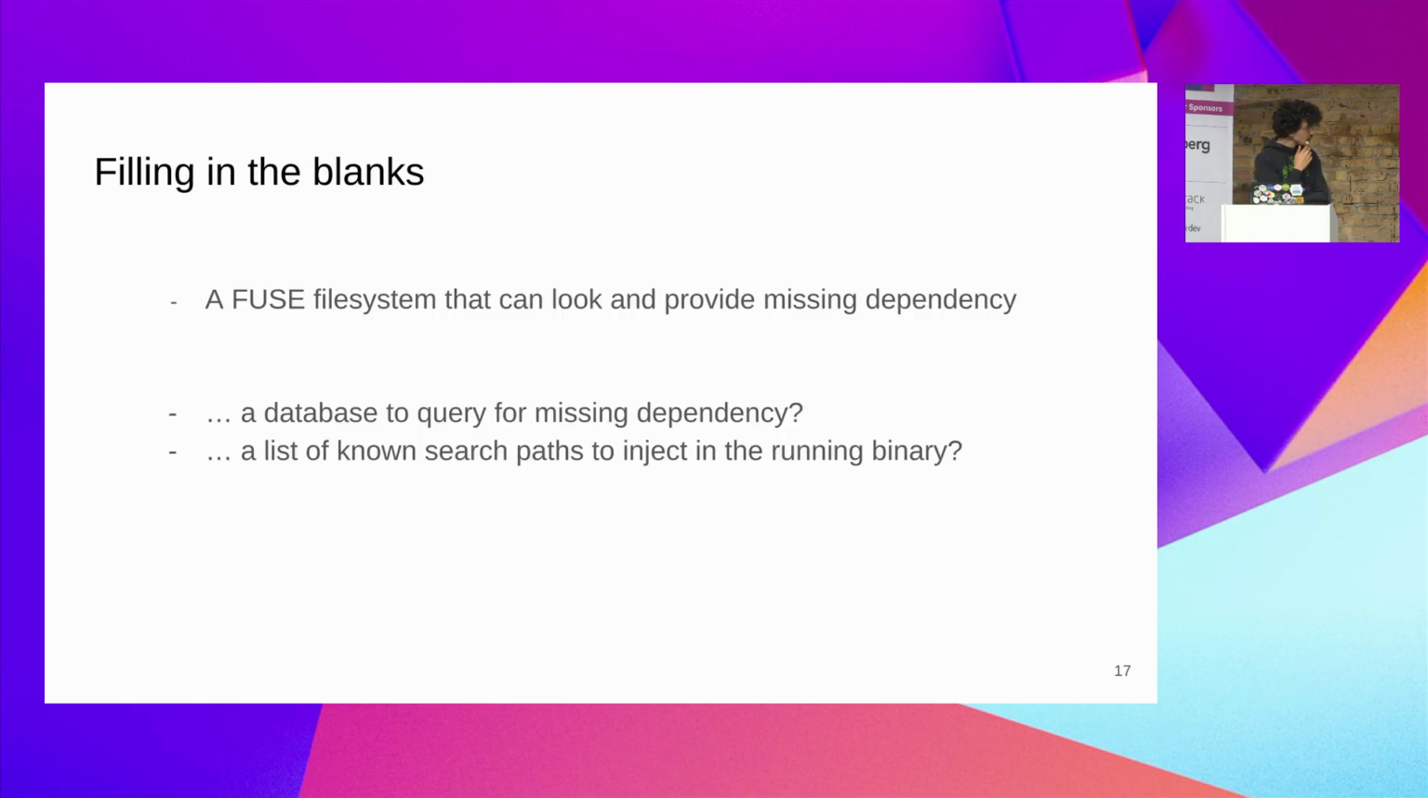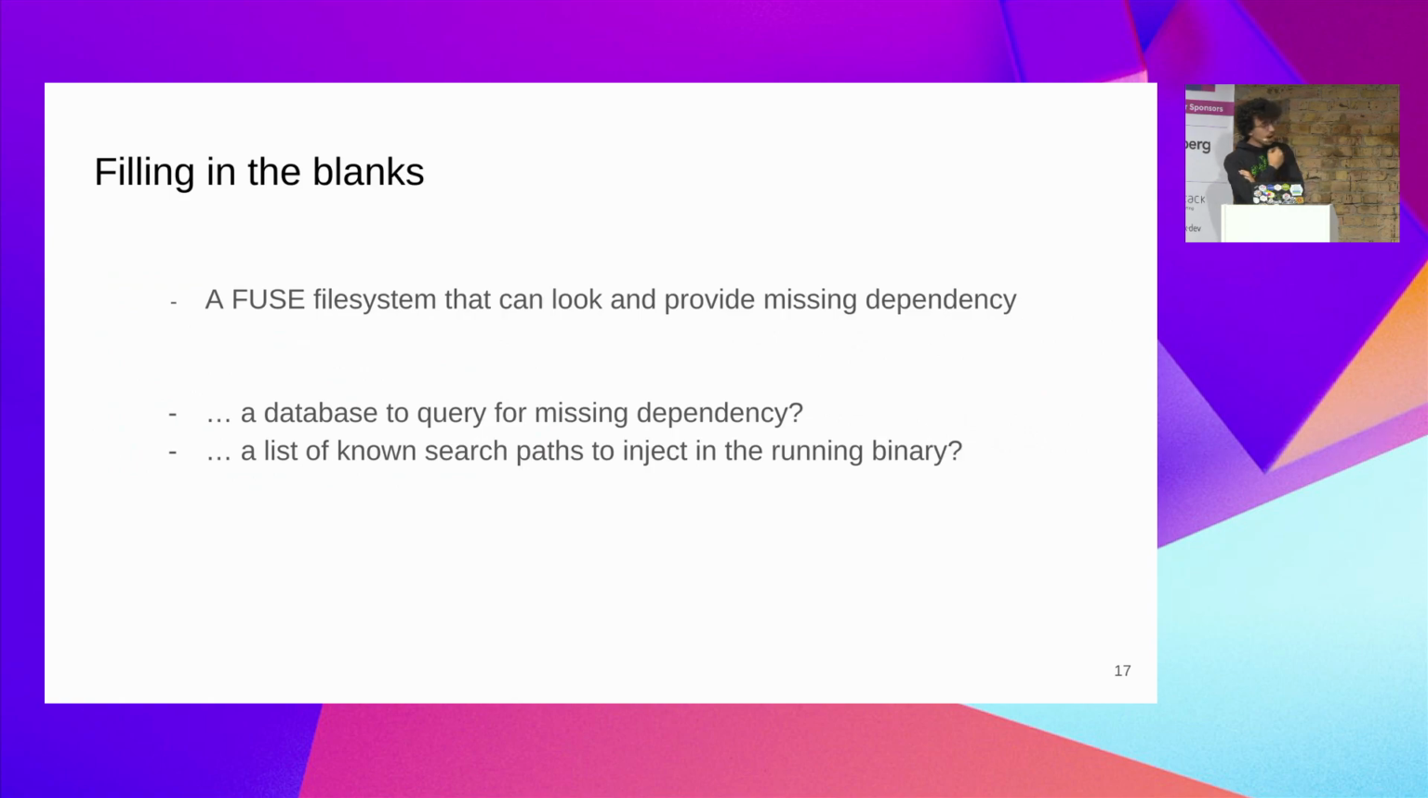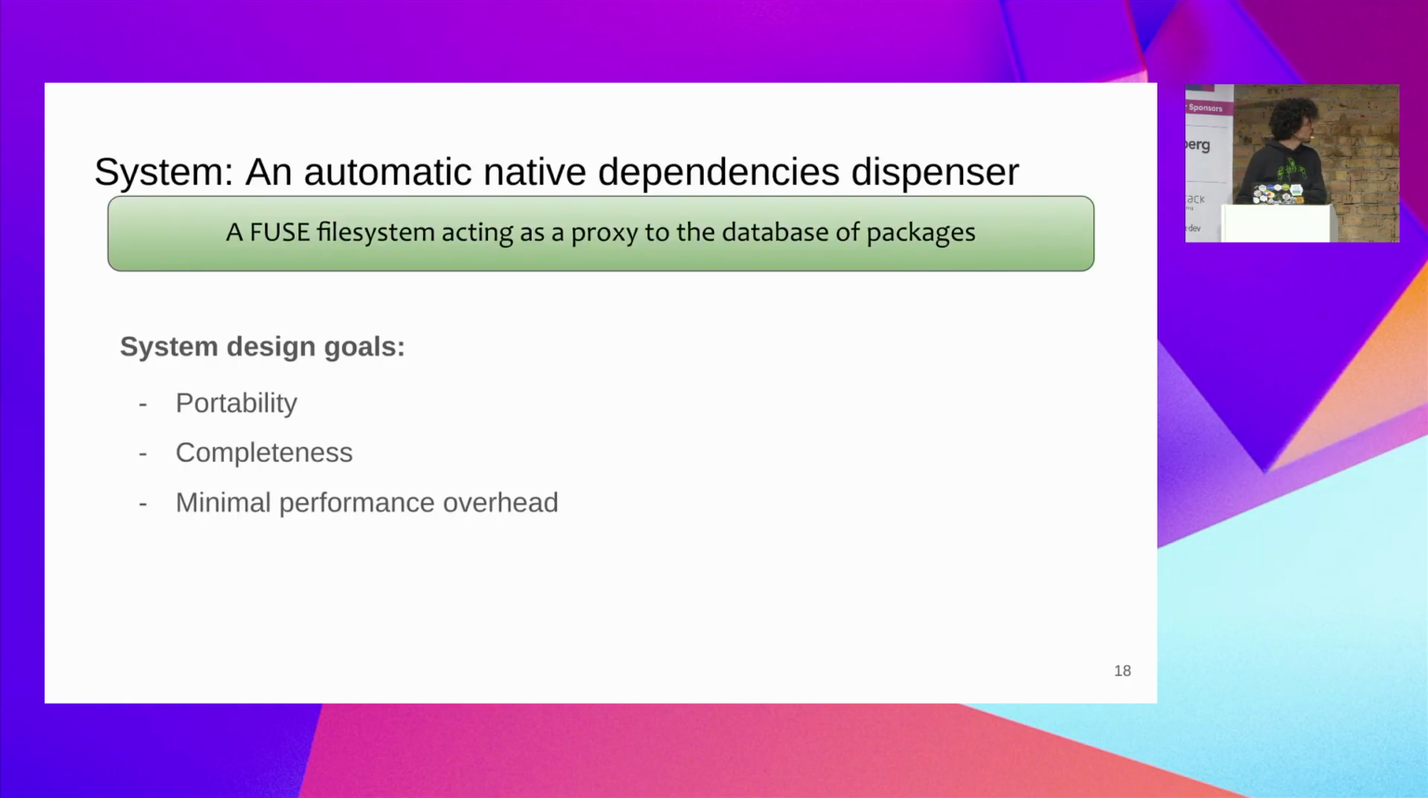So the idea is we have a FUSE file system. FUSE, by the way, is a way to build file systems in user space. It is very easy to hack on, and is supported by almost every operating system, including BSD. So if you have a file system in user space that you control, that can provide missing dependencies, you only have to solve two remaining questions. You need a database to query for the missing dependencies, and you need a list of known search paths that you can interact with. So that's the system that we propose.